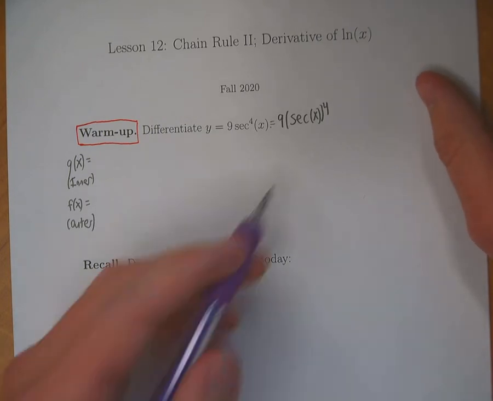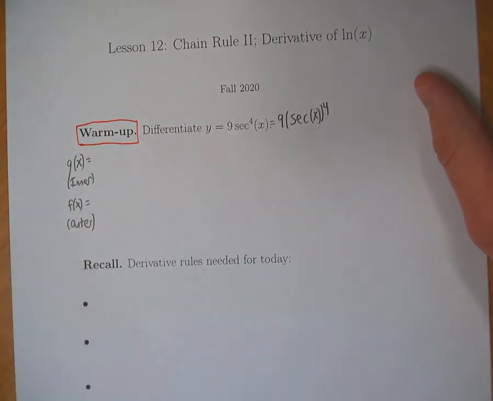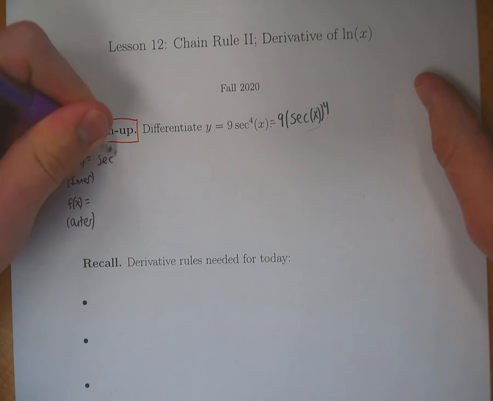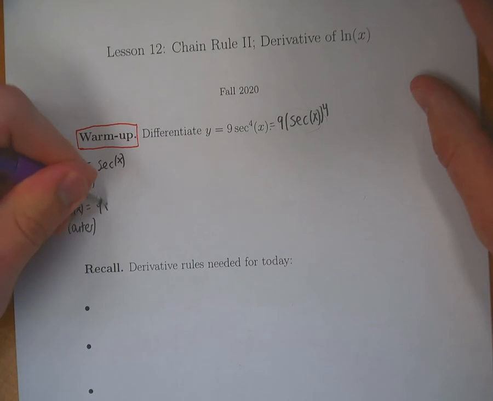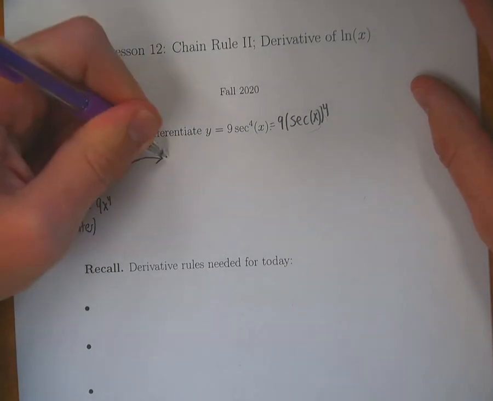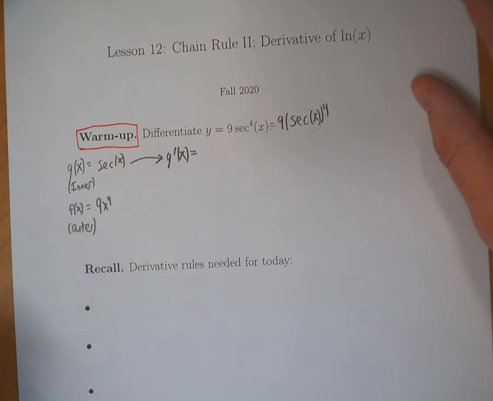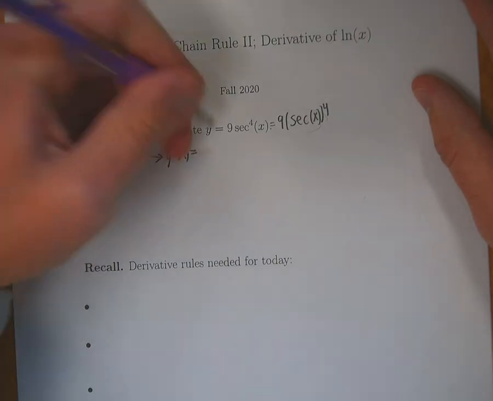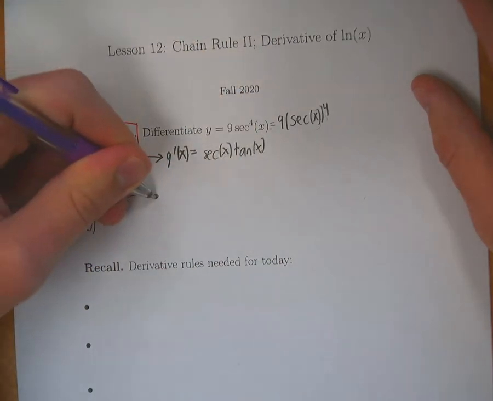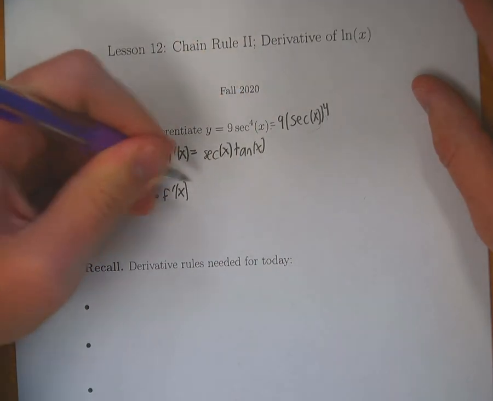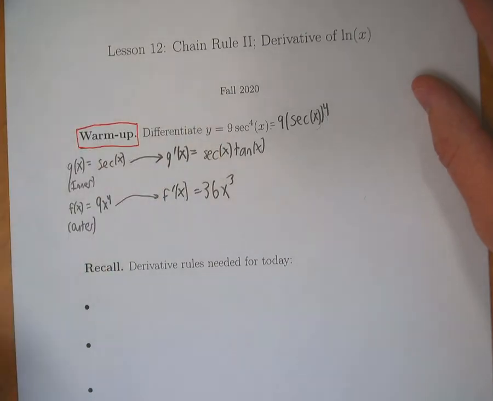It will involve secant, but for now I think it would be better if we just focus on secant, because we do know the derivative. So we have secant of x as the inner function, and the outer function will be 9x to the 4th. So g prime of x, does anyone remember what that is? Yep, secant of x times tangent of x. And f prime is just a quick application of the power rule, so that's 36x cubed.